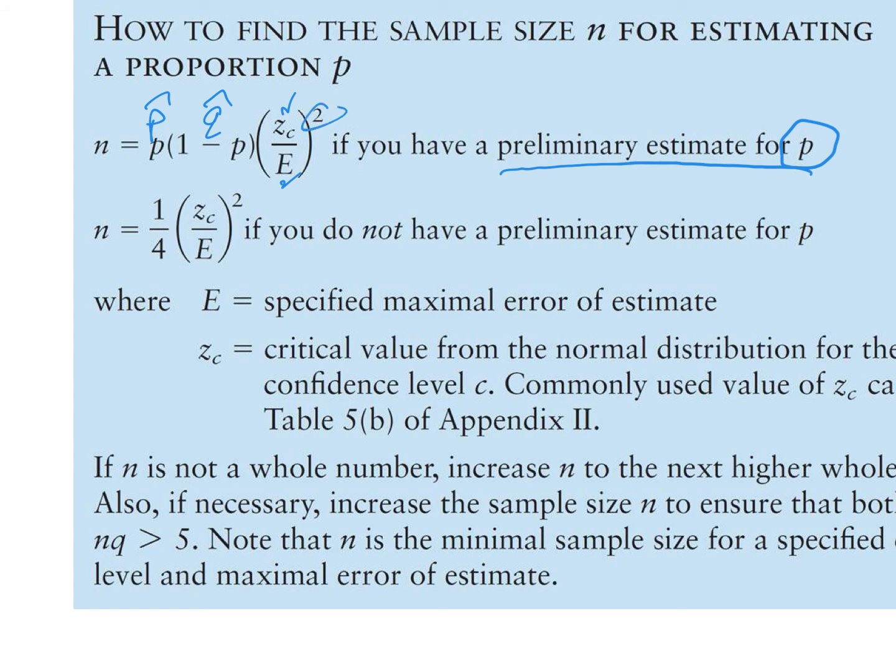I have to give you E. I have to give you the confidence interval percentage so you can find the Z sub C. And then I'm giving you the P hat. That's what it says. There's a preliminary estimate.